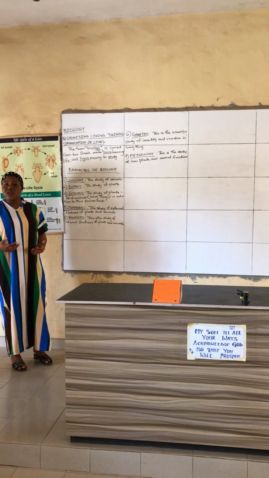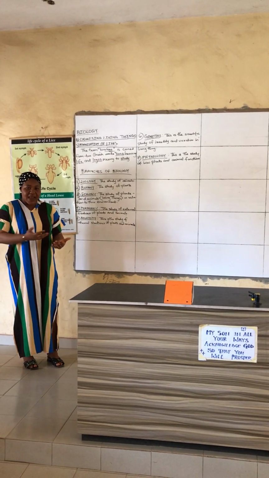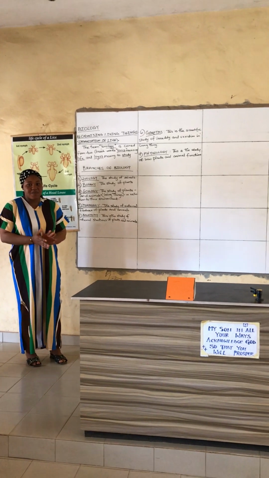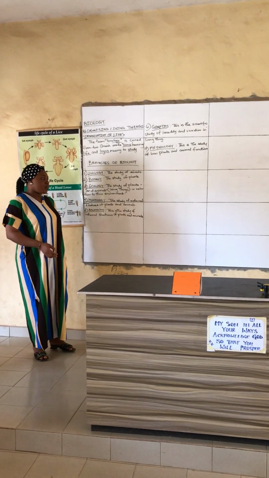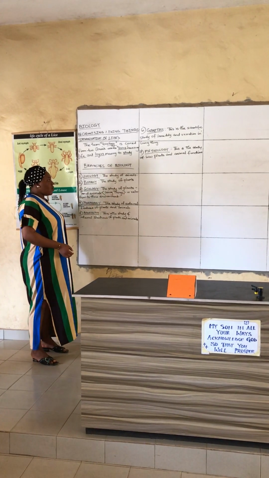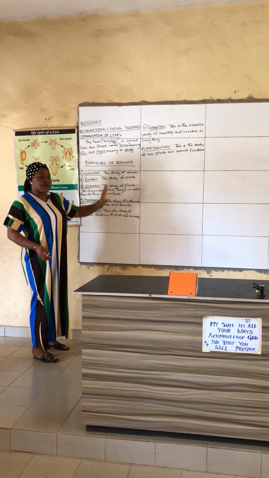And we discovered that those things that have life in them are plants and what? Animals. So in biology we are studying plants and what? Animals. And we have so many branches of biology. We have so many of them, but for now I'm going to talk about these.